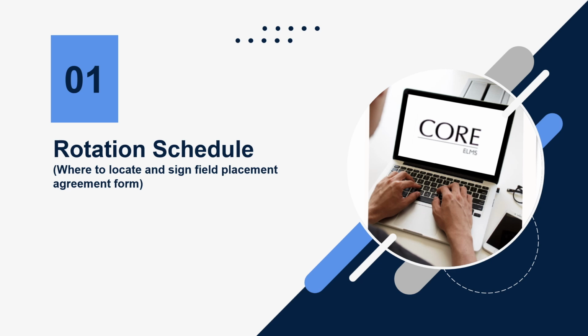Now, let's talk about what comprises your rotation schedule. The rotation schedule has two components. The first is rotation dates, which contain the semester in which you are enrolled and the beginning and end dates of that specific semester. The second component is rotation types, which are the classes you will be enrolled in during that specific semester. In other words, the rotation schedule includes the semester you are enrolled in and the human services classes you are taking. The functionality of the Core Elms rotation schedule simply means where you locate the field placement agreement form.